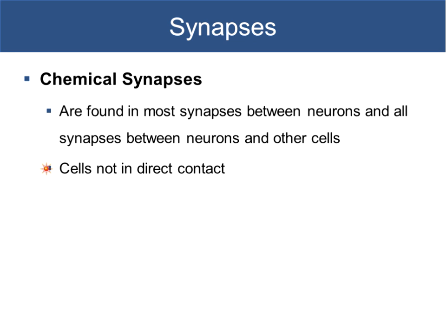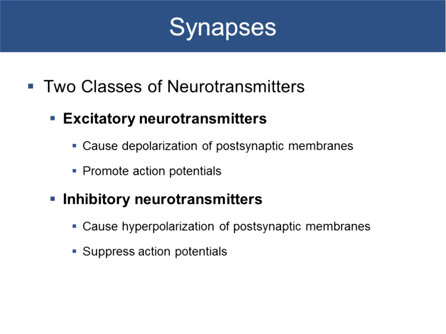chemical synapses. A good feature of chemical synapses is that, unlike electrical synapses, the cells are not in direct contact with one another. In fact, they have a little space between them we call the synaptic cleft.